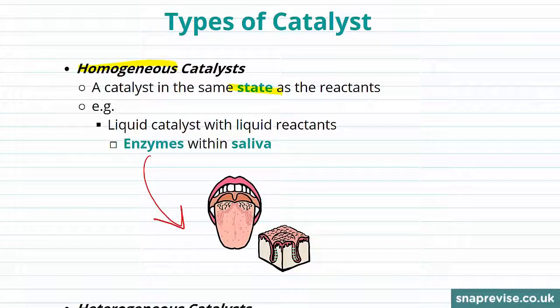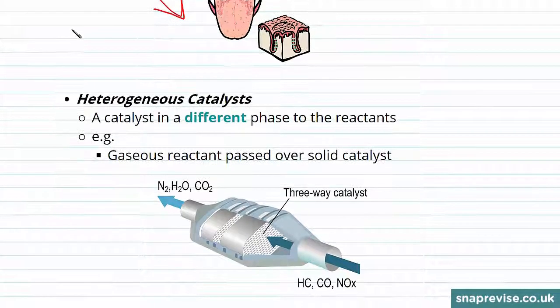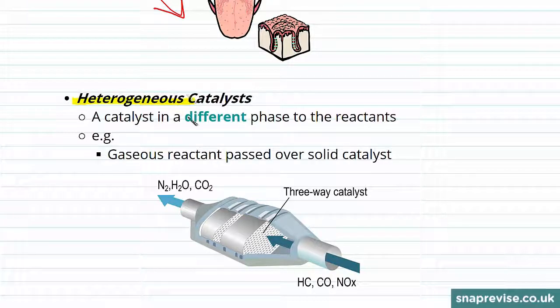The second category of catalyst is our heterogeneous catalyst. These are a catalyst in a different phase to the reactants. So for example, we could have a gaseous reactant passed over a solid catalyst. An example of this that again you may be familiar with, whether you realise it or not, is the catalytic converter in the exhaust pipes of cars. These catalyse the reaction of harmful and dangerous gases such as carbon monoxide that can be produced through incomplete combustion to other gases such as carbon dioxide.